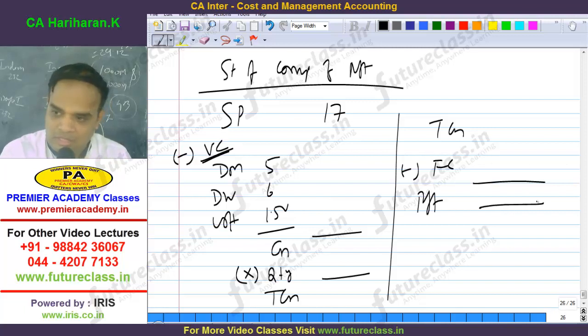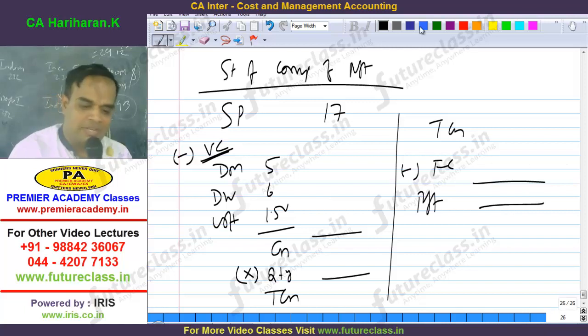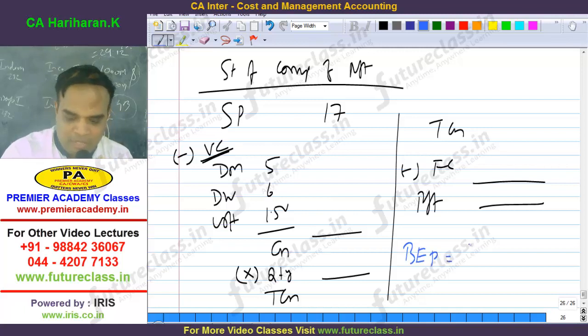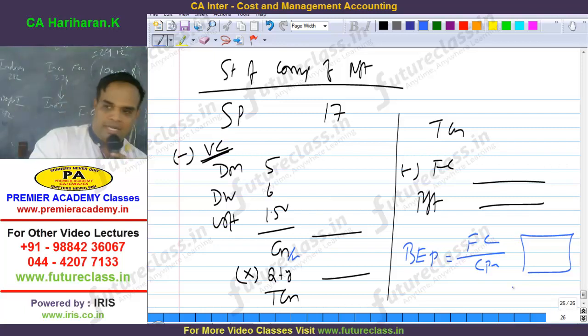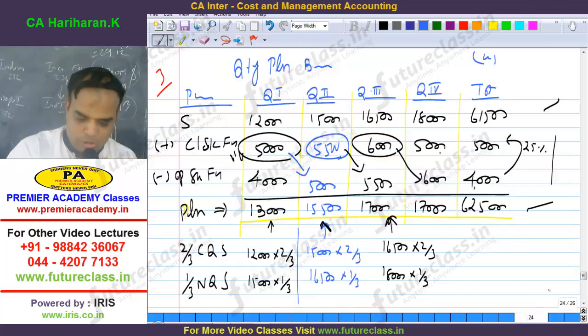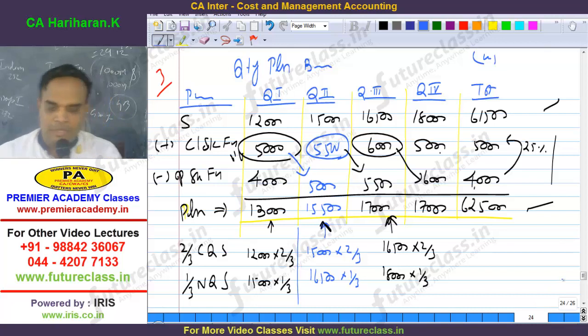Manageable or not? Understood? Fill the blanks. What is the next one? BEP also you have to compute. Formula for BEP: fixed cost by contribution per unit. So we are having contribution per unit so that you can compute BEP. After all, fill the blanks. Manageable? Clear? Good.